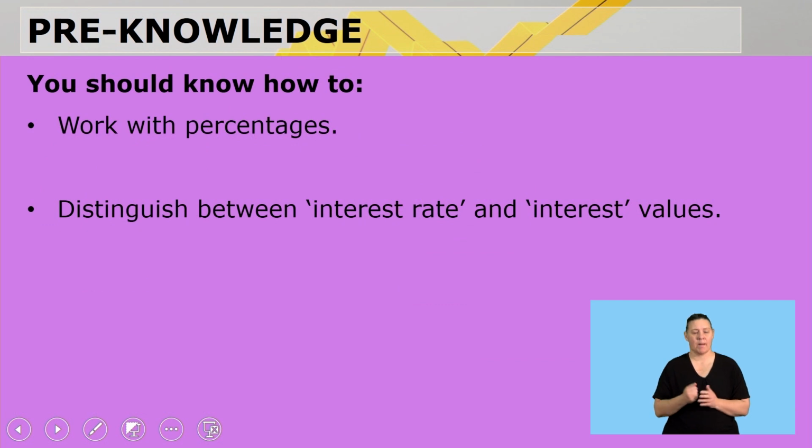What do you need to know for this lesson? Number 1, you need to be able to work with percentages. And number 2, you need to be able to distinguish between the two terms, interest rate and interest values.